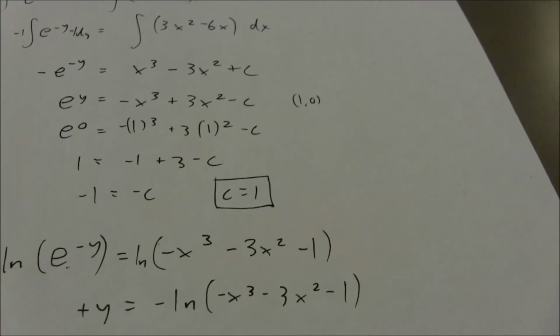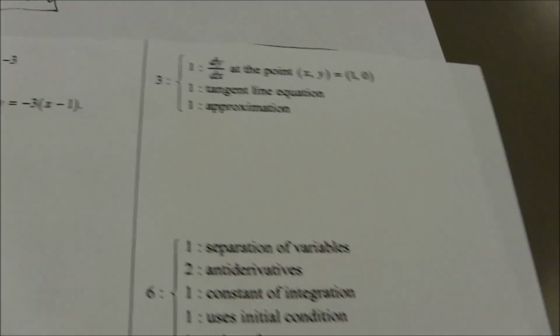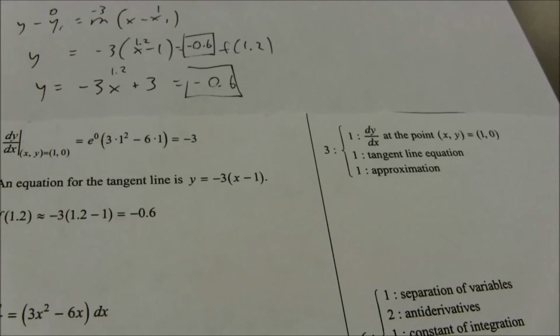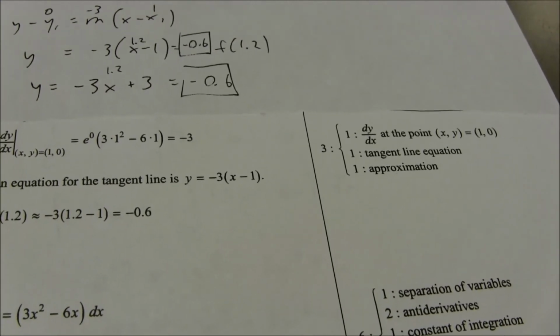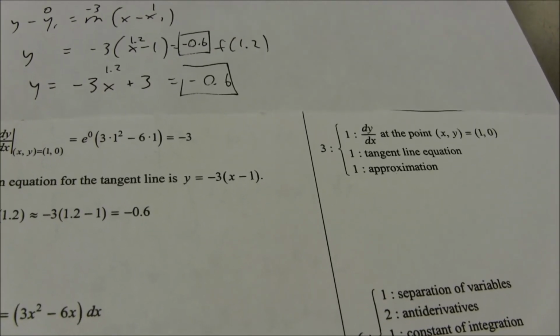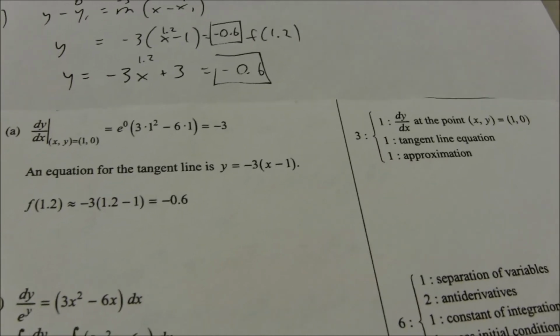Let's take a look at the scoring guide, see what that says. Part 1 is 3 points. So the derivative at the point, we get a point for that. Tangent line equation, we get a point. And for the approximation, we get a point. So we got all 3 there.